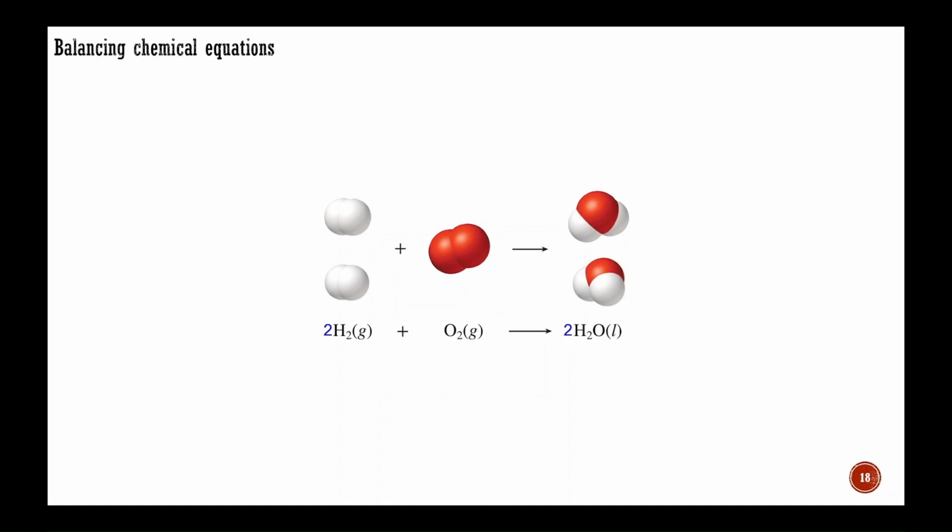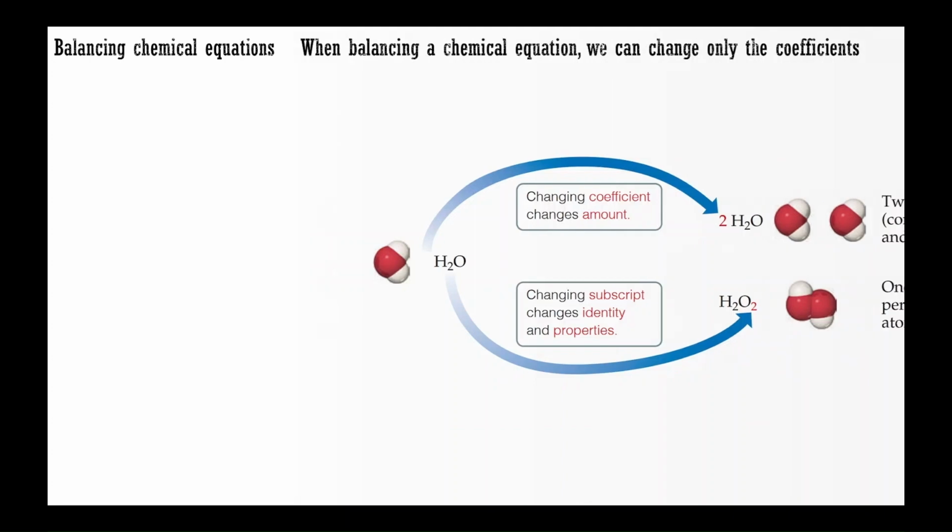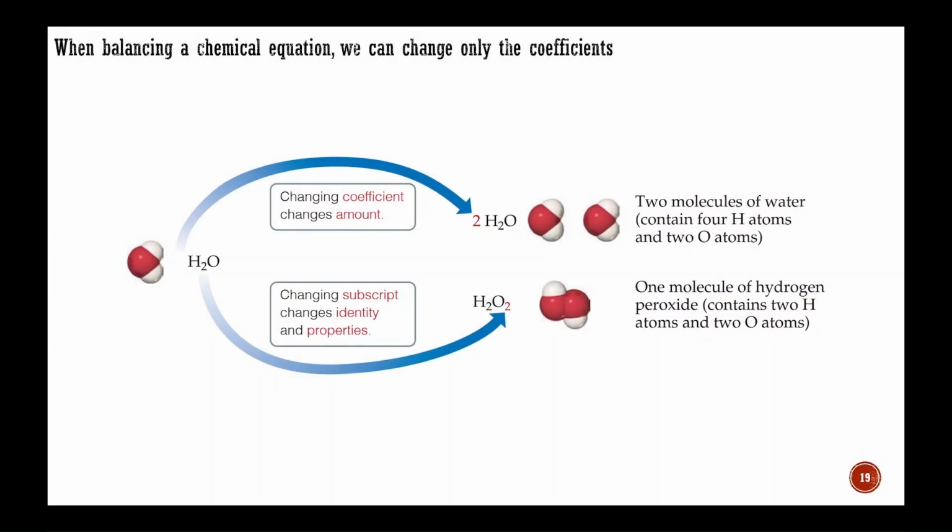In this case, we write a coefficient of 2 to the left of both hydrogen gas and water to balance the equation. There are now 4 hydrogen atoms and 2 oxygen atoms on each side of the arrow. Always remember that when balancing a chemical equation, only the coefficients preceding the chemical formulas can be changed. The subscripts within the chemical formulas must not be altered. Changing the subscripts would change the chemical identity of the species involved in the reaction.